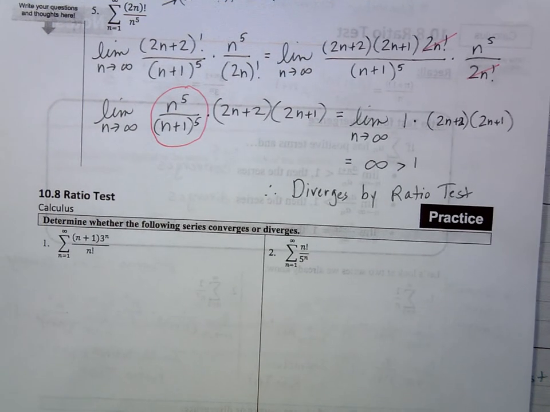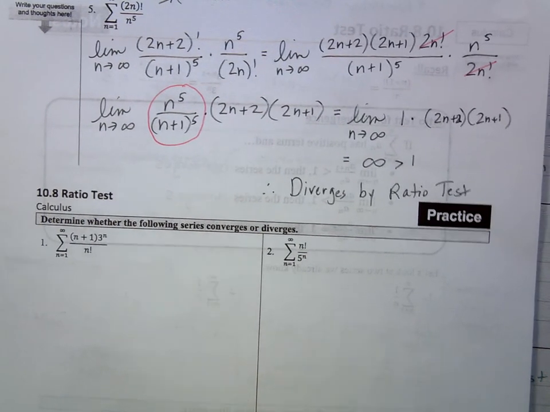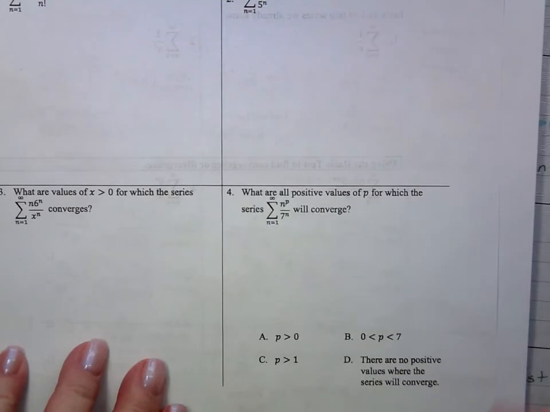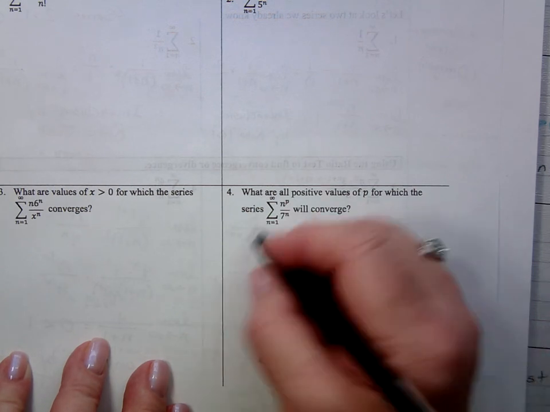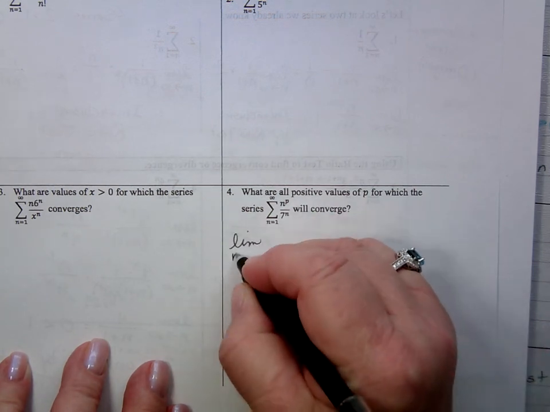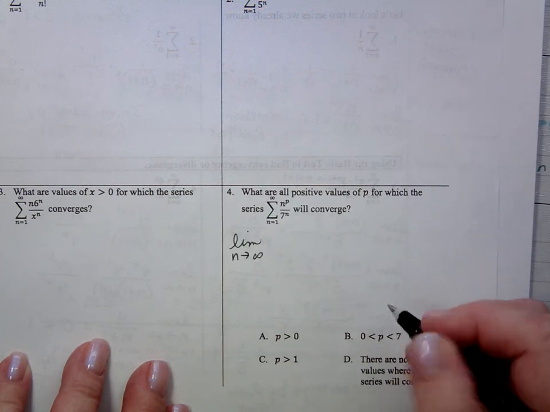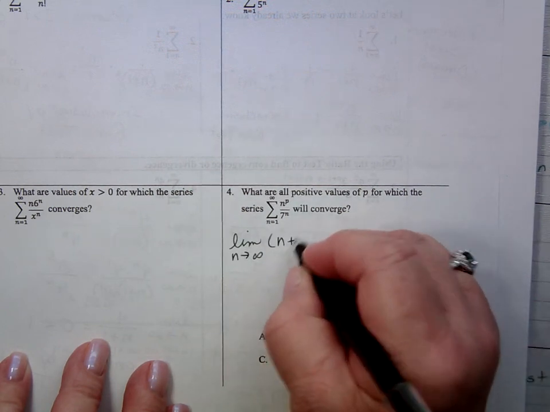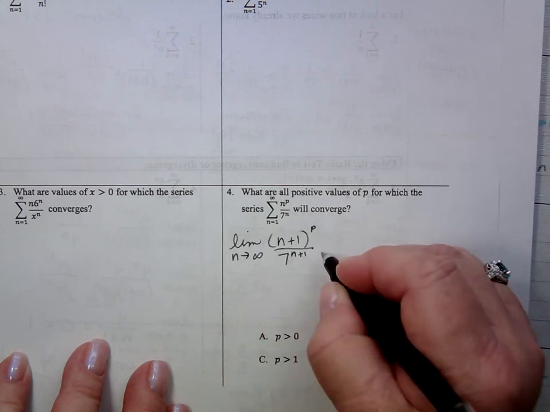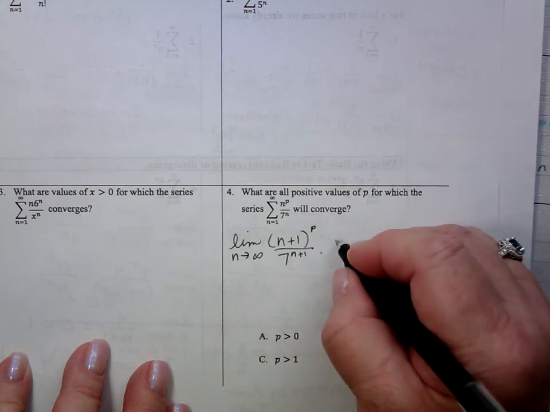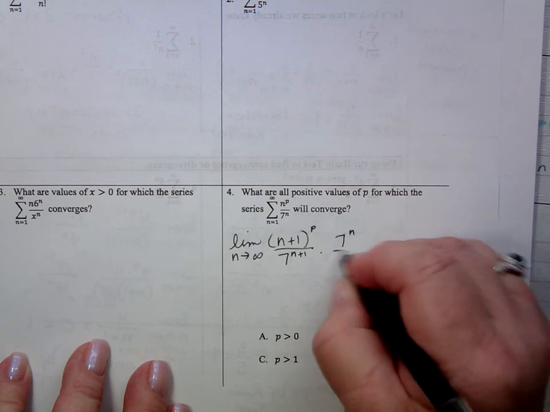All right, a couple that I picked for us to look at. First one is number 4. What are all the positive values for p for which this series, n to the p over 7 to the n, will converge? Well, let's apply the ratio test to that and see what happens. The limit as n approaches infinity of n plus 1 to the p power over 7 to the n plus 1, all right, times, flip it, 7 to the n over n to the p.